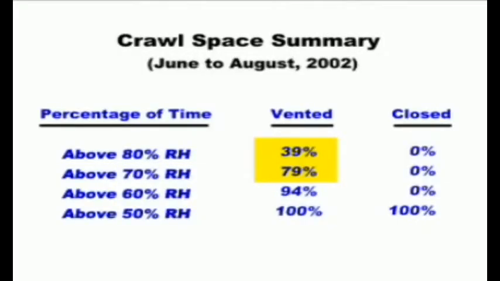Now let's summarize this graph information in table form. From June to August 2002, the wall-vented crawl spaces stayed above 70% relative humidity 79% of the time, and they stayed above 80% relative humidity 39% of the time, while the closed crawl spaces never got above 60% relative humidity. To effectively prevent mold blooms, crawlspace moisture levels should be kept below 70% relative humidity.